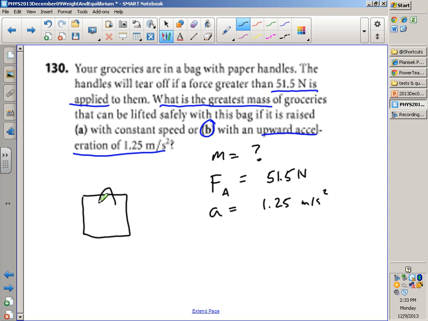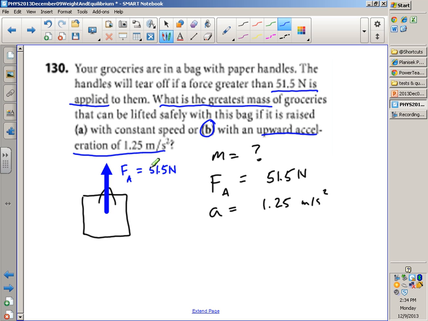So we know that we're going to apply a force to this grocery bag. If we're going to get the grocery bag to go upward, which way do we have to apply the force? Probably upward, right? So I'm going to draw an arrow that starts from the middle of my grocery bag and goes up in this direction. And I'm going to label that force F of A for the applied force. And I know how big that force needs to be, right? 51.5 newtons.